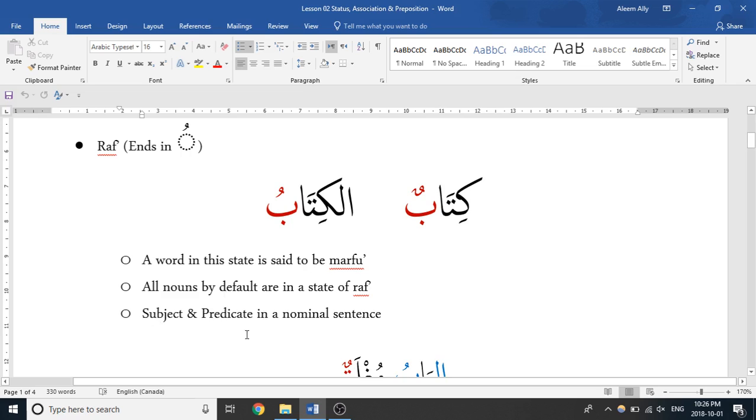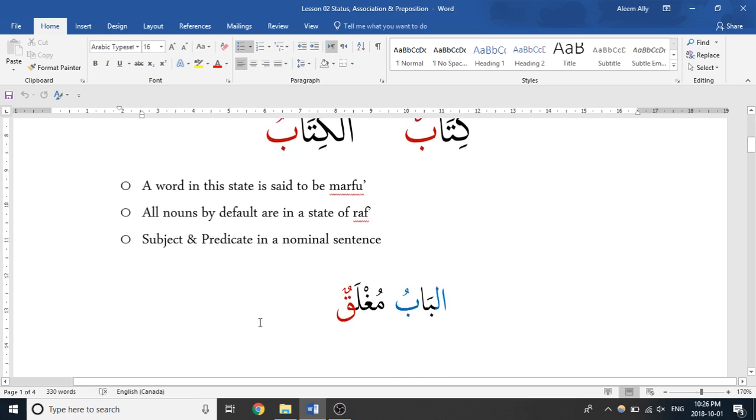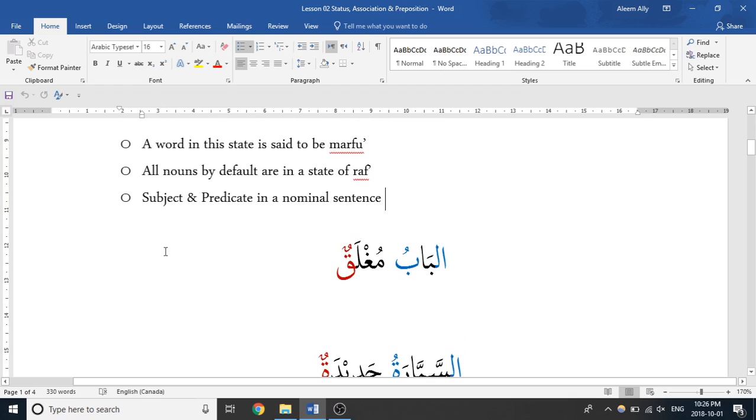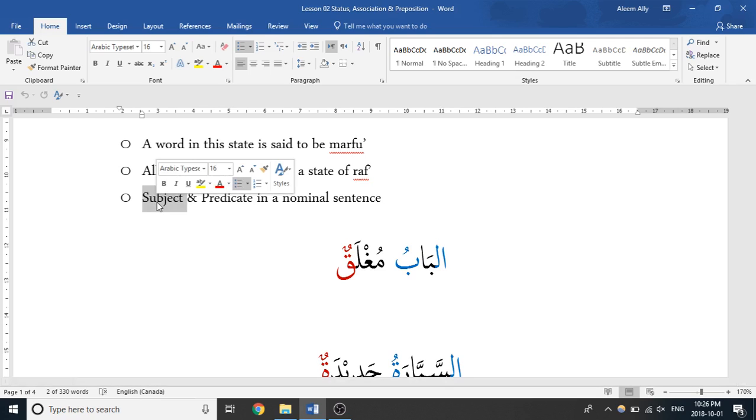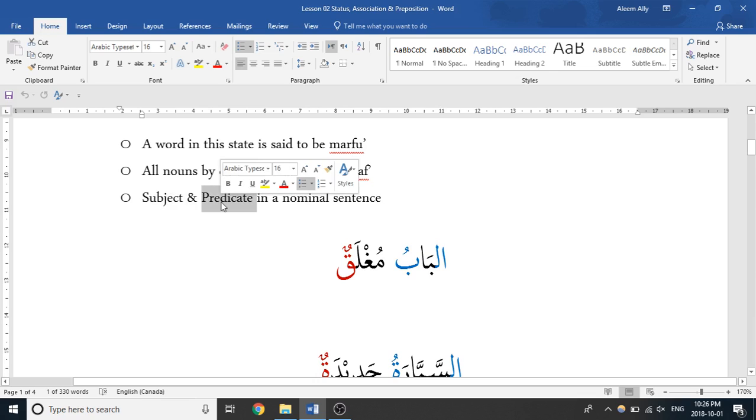In a nominal sentence, the word in rafa can be either the subject or the predicate. The subject is what is being spoken about, while the predicate is the news about that thing. So, the car is black. The car would be the subject, the focus of this sentence, and is black would be the predicate, the news about this car.